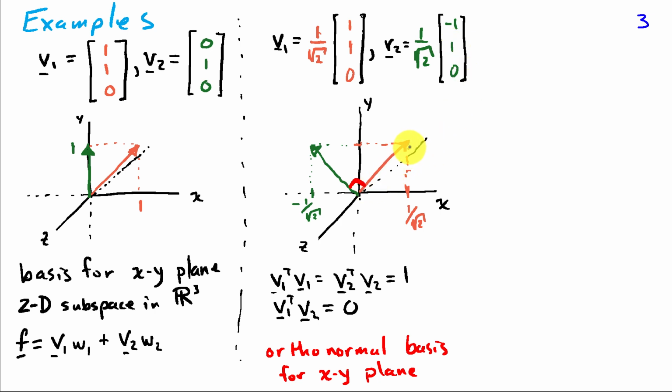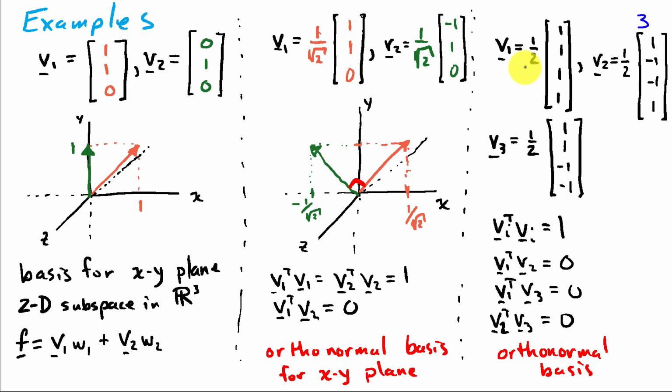Now I've graphed these two vectors, and you can check and see that both of them have unit length. The inner product of the vector with itself is 1. And if I do the inner product of v1 and v2, I get exactly 0. So those are orthogonal to one another, as depicted in the picture. And these vectors also form an orthonormal basis for the xy plane. So there are two vectors here. They span a two-dimensional subspace, which in this case is the xy plane.